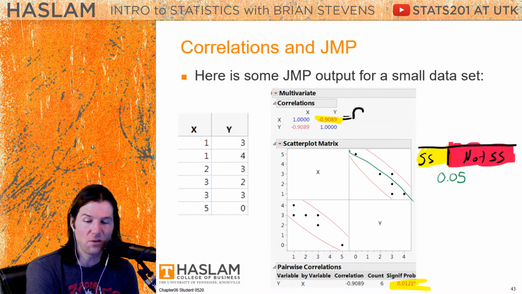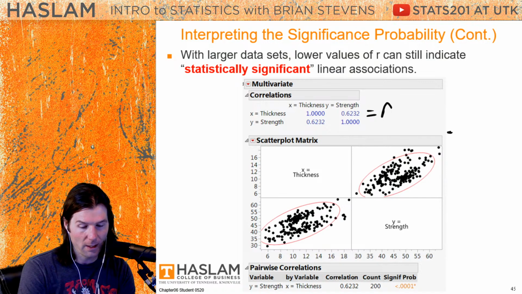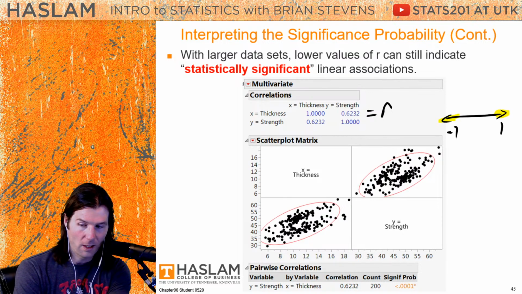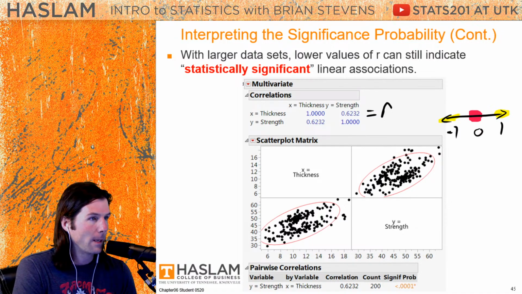Correct. -1 and +1 are the strongest. Closer to 0 is the weakest. So always remember that correlation goes from -1 to 1, and 0 is the weakest. The closer you are to these ends, the stronger it is. So these are the stronger areas, and towards the center at 0 is going to be your weakest area.